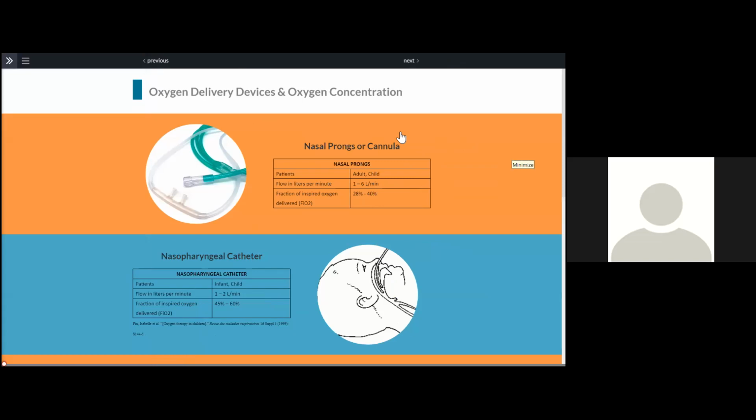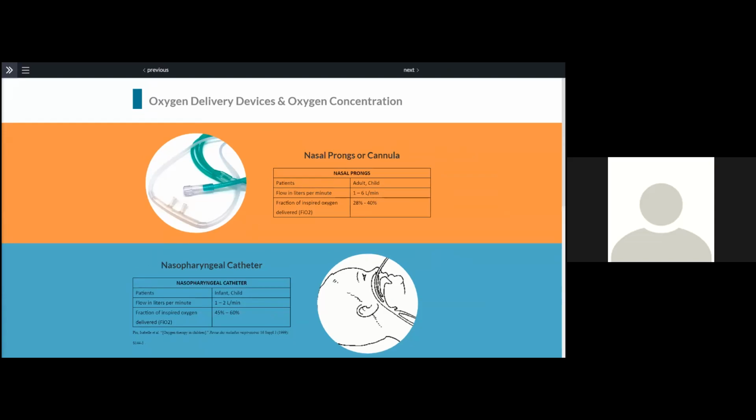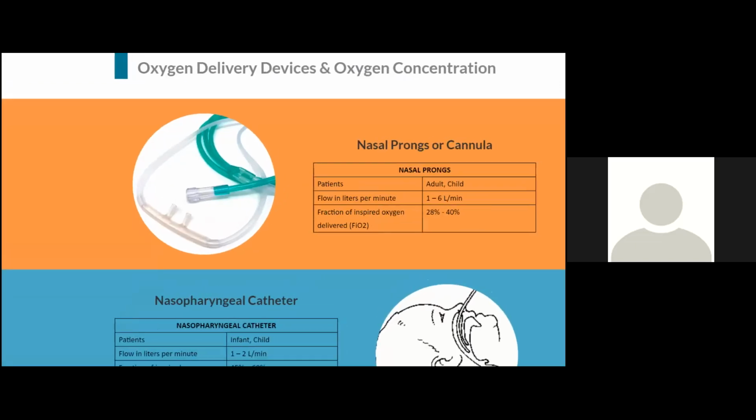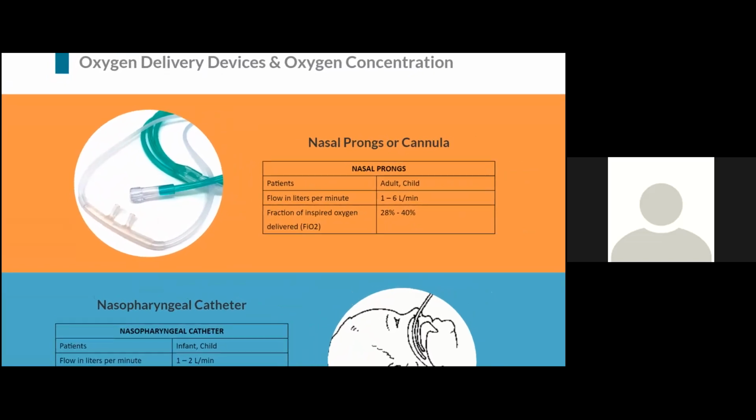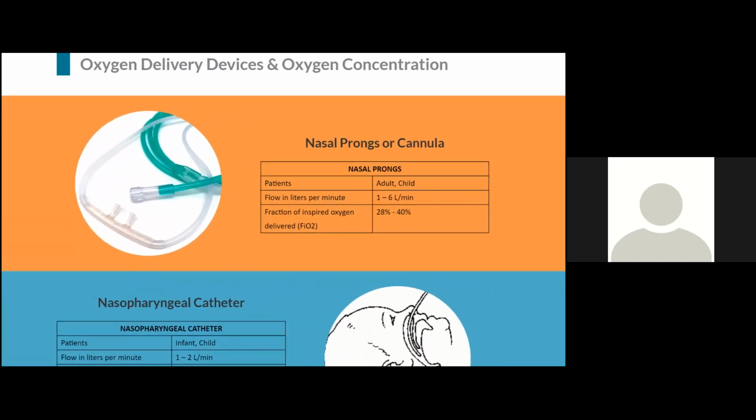As it was elaborated earlier on by Dr. Ock, you can see the first stage, you go for nasal prong. You see the flow rate at which you give and the FiO2 that the device will deliver. So nasal prong, you go for 1 to 6, and then the FiO2 is 28 to 40. So if the patient is not doing fine after giving this after some time, you can escalate to another level.